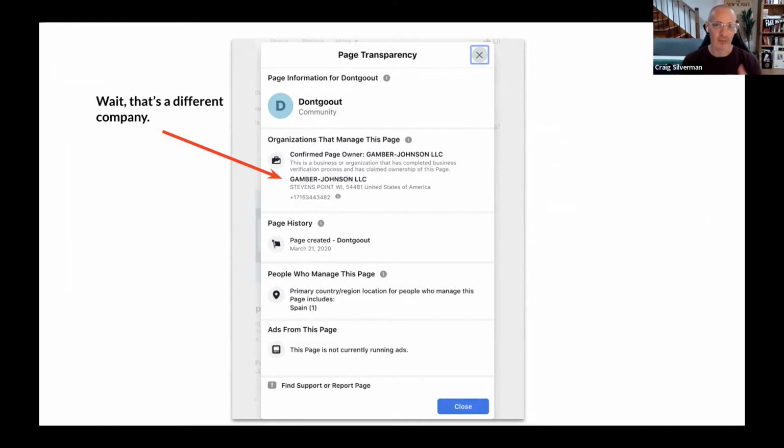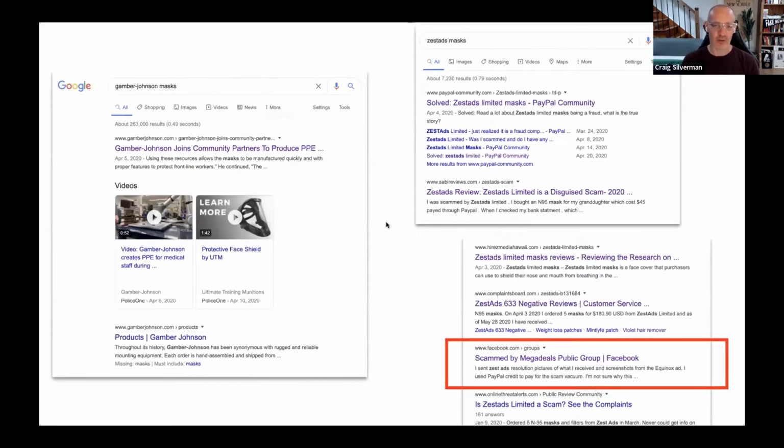And again, at the very bottom, if the page is currently running ads, it will tell you that and you can go view them. In this case, when I took this screenshot, they had already stopped running that ad. But if it's actively running ads, you'll be able to see them, which is great. Okay, so let's try to figure out who is actually selling the masks.